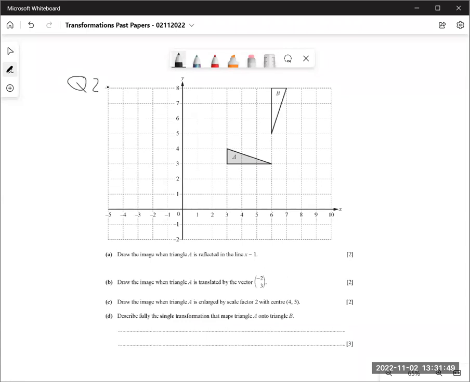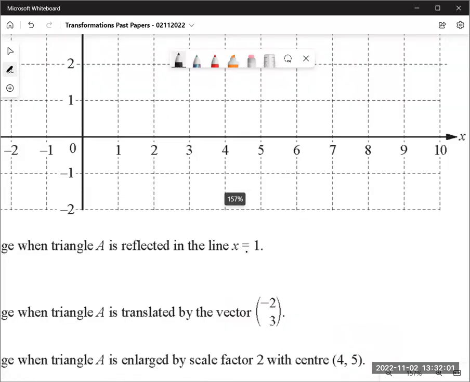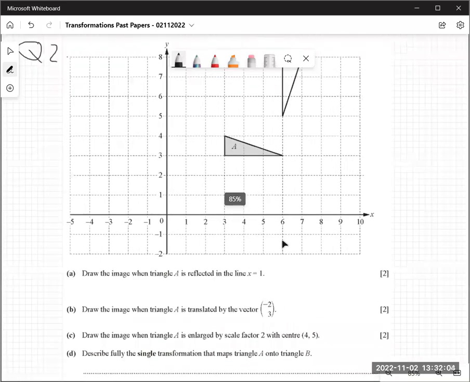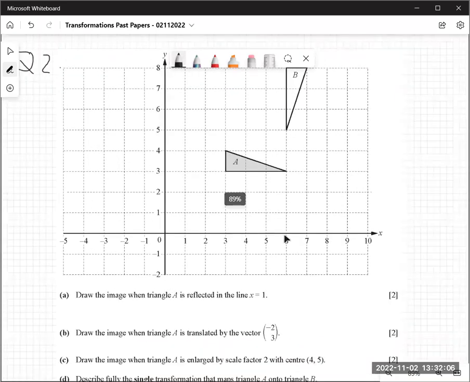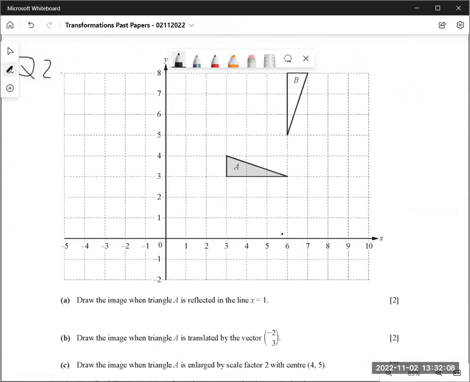Manvi, I'm checking your answer. Okay, it's x is equal to 1, right? The line. Yes, Manvi, x is equal to 1. Yeah, Manvi, your answer is wrong.